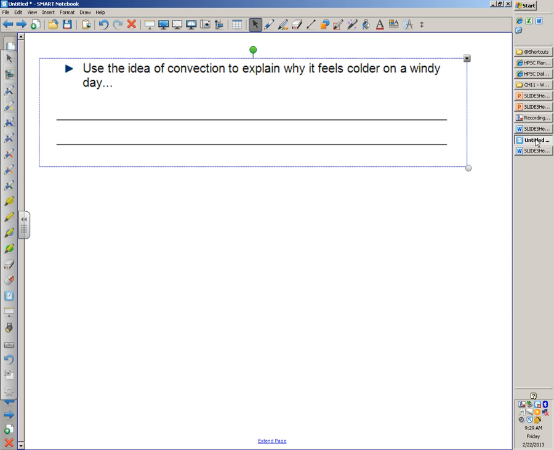Why does it feel colder on a windy day? Why do we have something called a wind chill? Besides these two, anybody? Discuss with each other. Why does wind chill work?